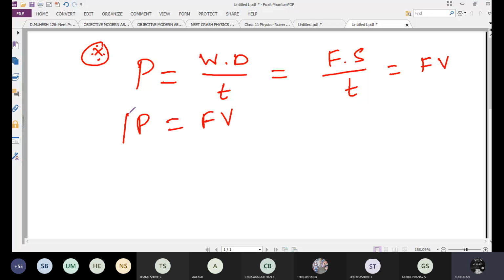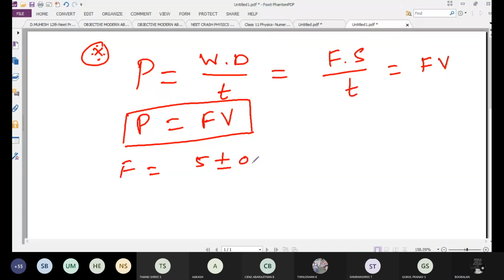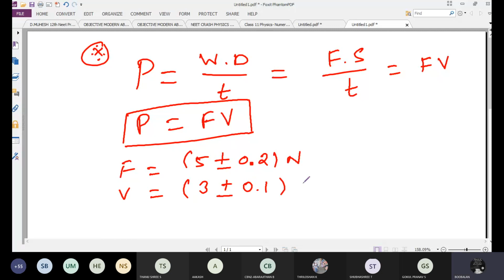So this is looking like a product, no? F into V. Okay. So I will give one question to you. The force value 5 plus or minus 0.2 Newton. Velocity 3 plus or minus 0.1 meter per second. Find power P. So this is the question. So F value, V value.